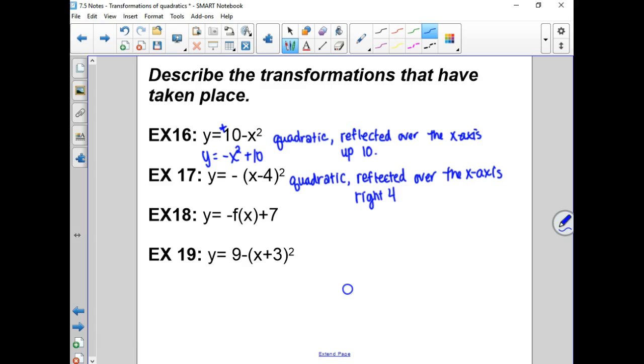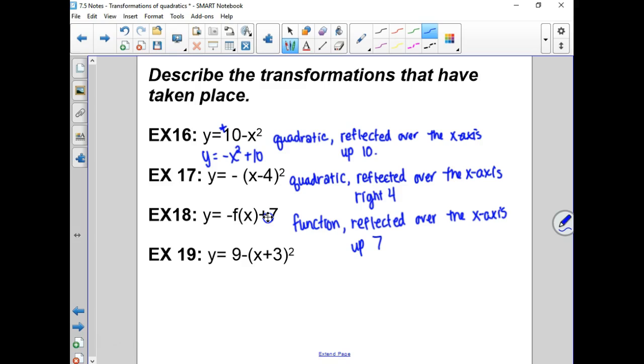For example 18, this time I just have a function. Don't know what it looks like, but it's some sort of function. That negative out in front of the function tells me that it's been reflected over the x-axis. And then I have this plus 7. It's on the end, not inside of the parentheses, so that tells me that the function is moved up 7 units.